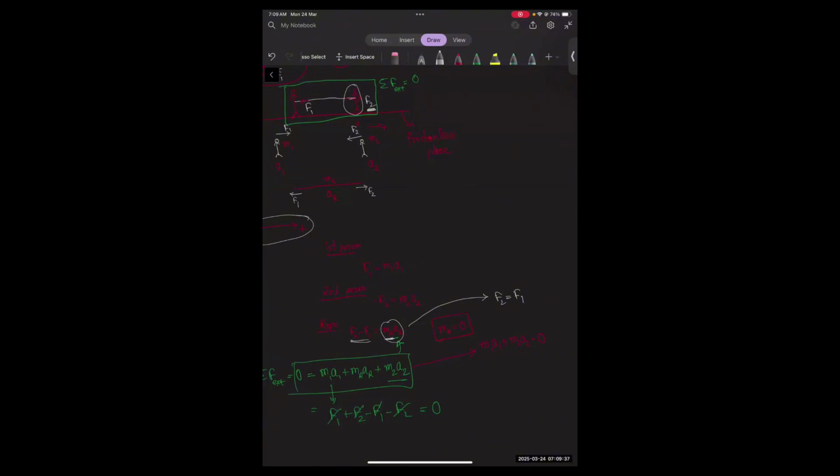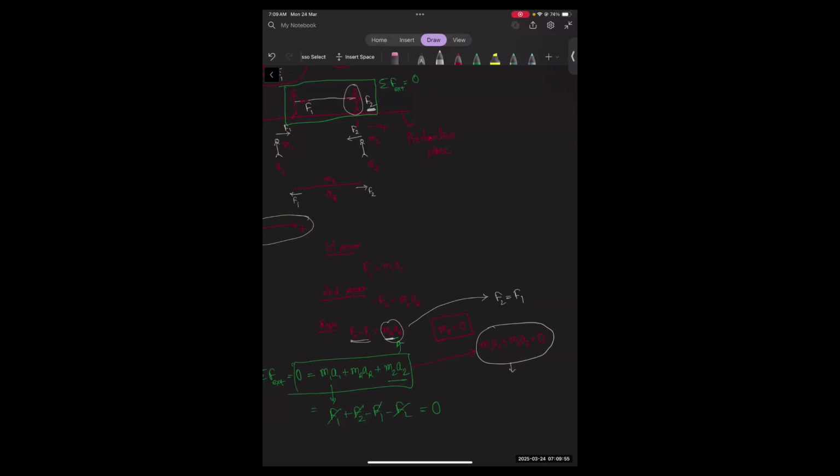So that was what I was talking about in the beginning. If the rope is massless, then both sides of force have to be equal. That is due to this. All right, then this one actually has an interesting name.